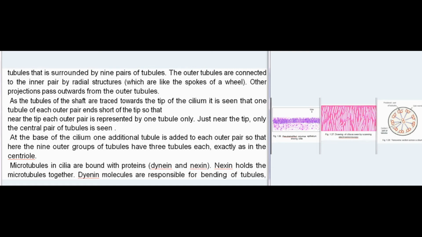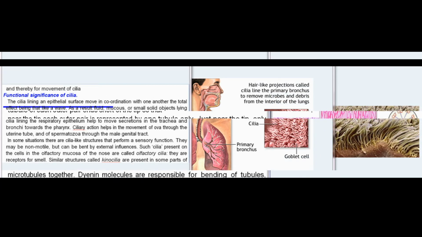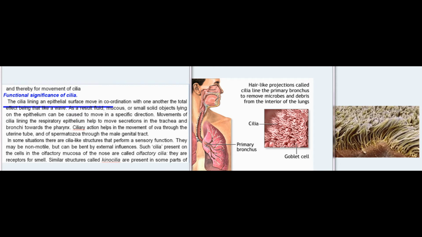Microtubules in cilia are bound with proteins, dynein and nexin. Nexin holds the microtubules together. Dynein molecules are responsible for bending of tubules, and thereby for movement of cilia. Functional significance of cilia. The cilia lining an epithelial surface move in coordination with one another, the total effect being like a wave. As a result, fluid, mucus, or small solid objects lying on the epithelium can be caused to move in a specific direction.